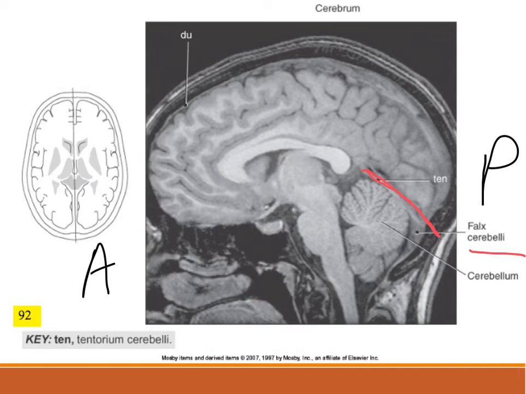Falx cerebelli is actually another layer that divides the cerebellum into two, right and left sections. So that's different from falx cerebri. Those are two different things. Cerebri has to do with cerebrum, the major portion of the brain. Cerebelli has to do with cerebellum, the falx cerebelli that divides the cerebellum into right and left sections. So those are important to know. We're going to get into a few more pictures where you can see those a little bit better. And later on when we talk about cerebellum, you'll see it better.